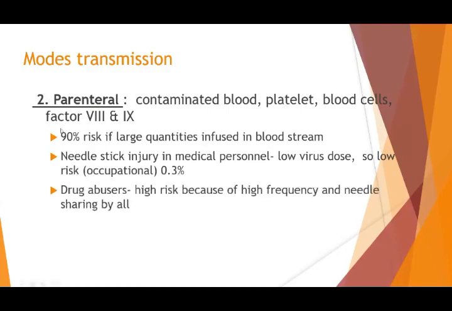Drug abusers: it is high risk. Why high risk? Because of the high frequency and needle sharing. He injects himself all the time, and then this needle may be shared by his partners, so the risk is high because of the high frequency and needle sharing by all. So it will get a very large inoculum.